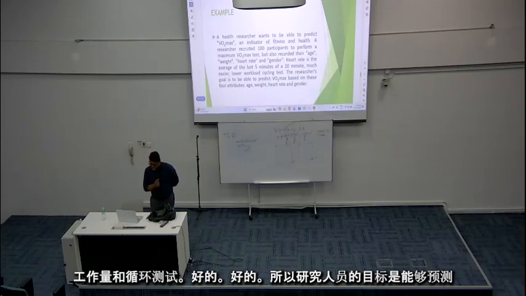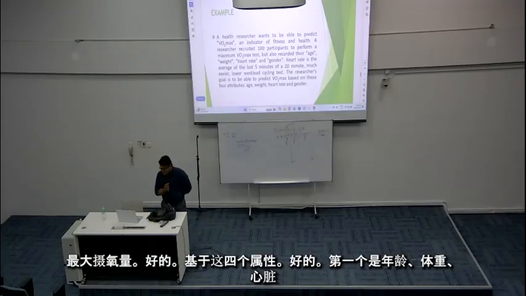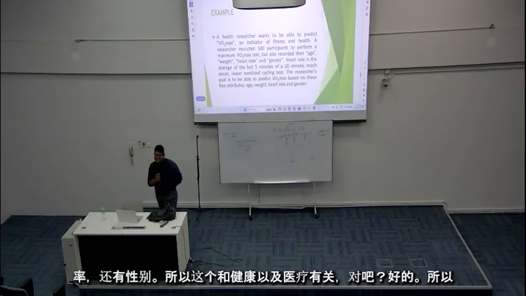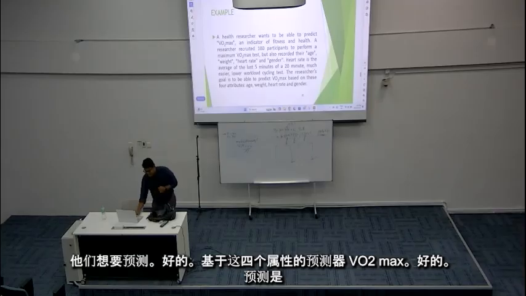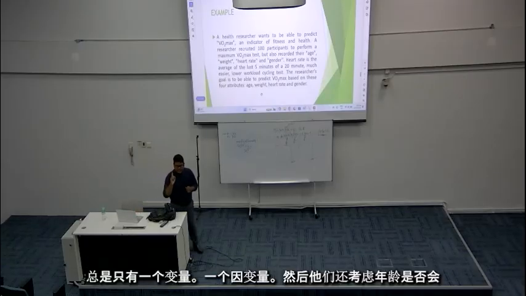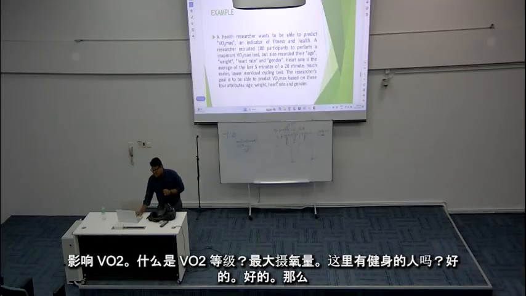The researcher's goal is to predict VO2 max based on these 4 attributes: age, weight, heart rate, and gender. This is related to fitness and also medical. To predict is always one variable only, one dependent variable. They also consider whether age will affect the VO2. What is VO2, class?